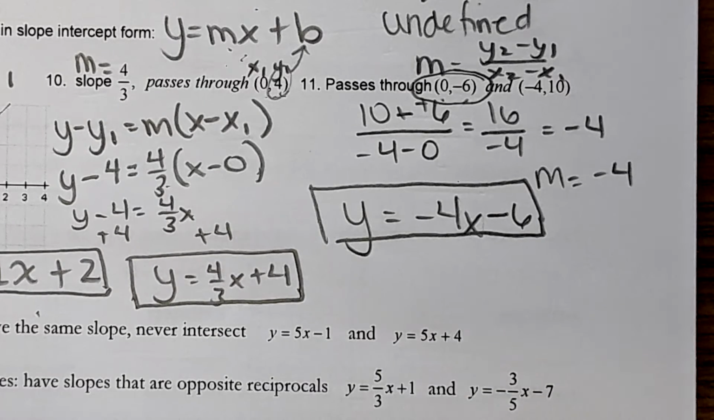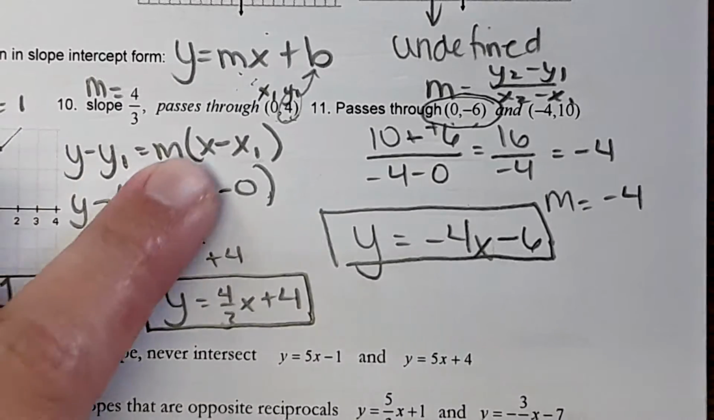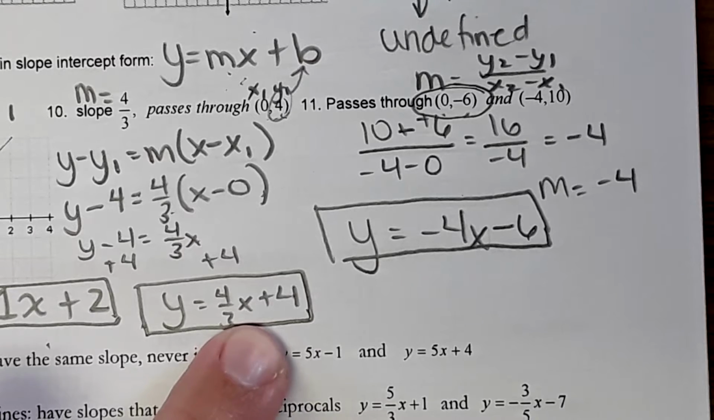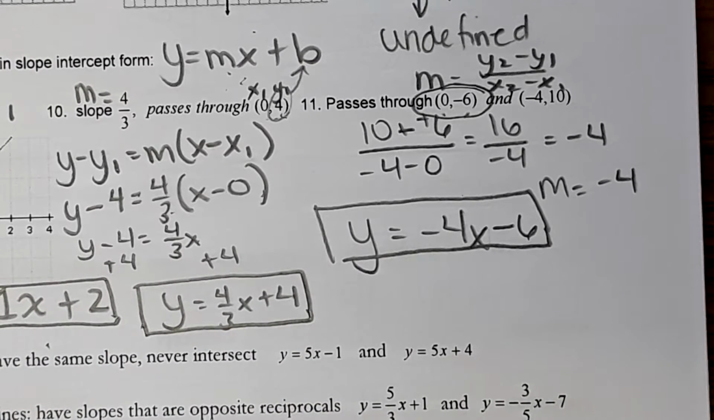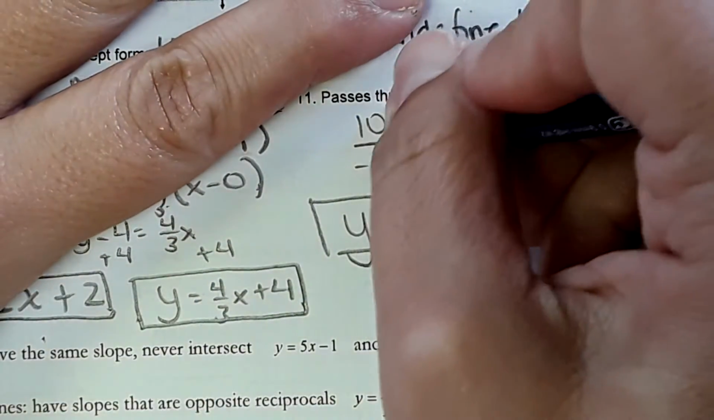If it didn't give you the y-intercept, you would use this. You would put in your slope, put in one of the points, and then just solve it, and it would come out to this. Do you know that it's negative 6 and 10? Did you put the 10 instead of the negative 6? So I subtracted the y's. 10 minus negative 6.